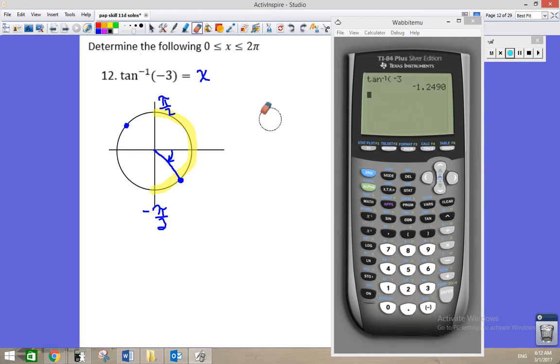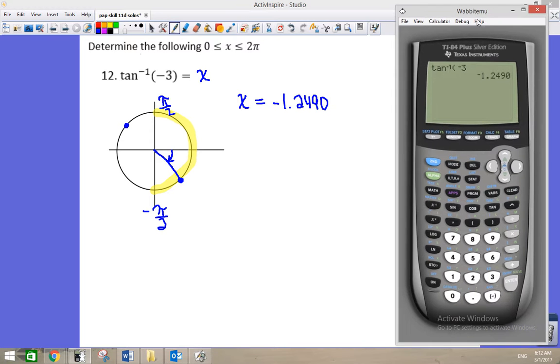So I get a solution x that is -1.249. But I have a problem. Yes, that satisfies this equation, that if I take the tangent of -1.249, I'm going to get -3, or something close to -3. It's smaller than 0. So I have the right point there, but I'm going to have to add 2 pi to that to find the angle that I want, which is this angle right here.